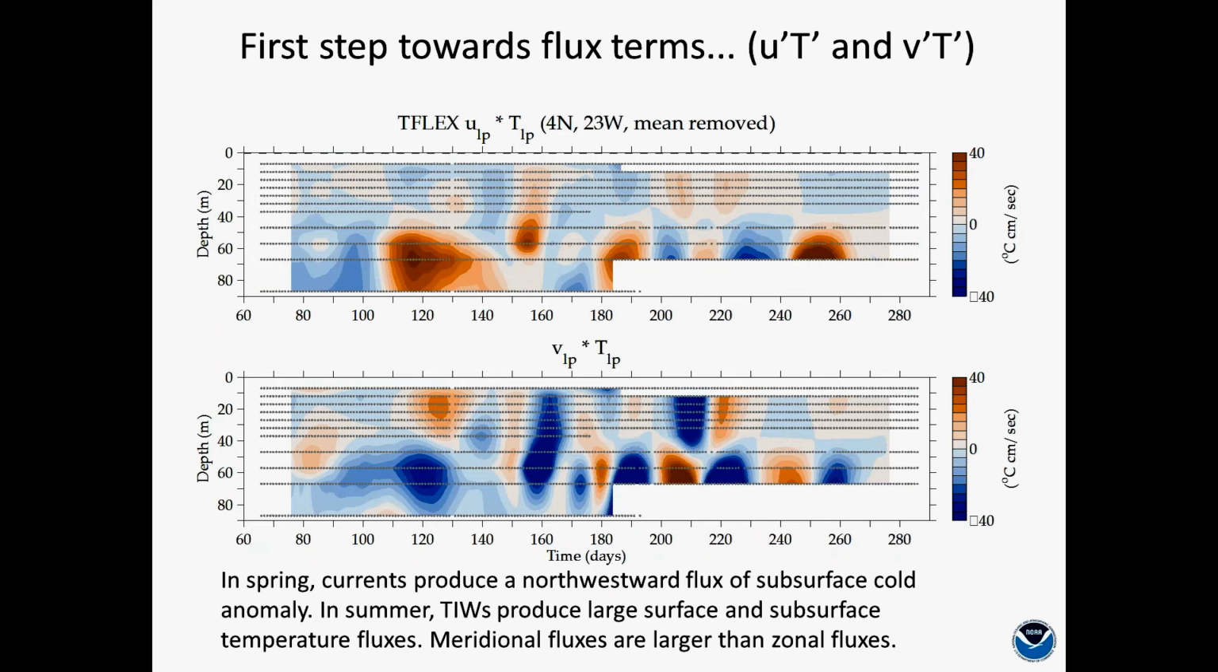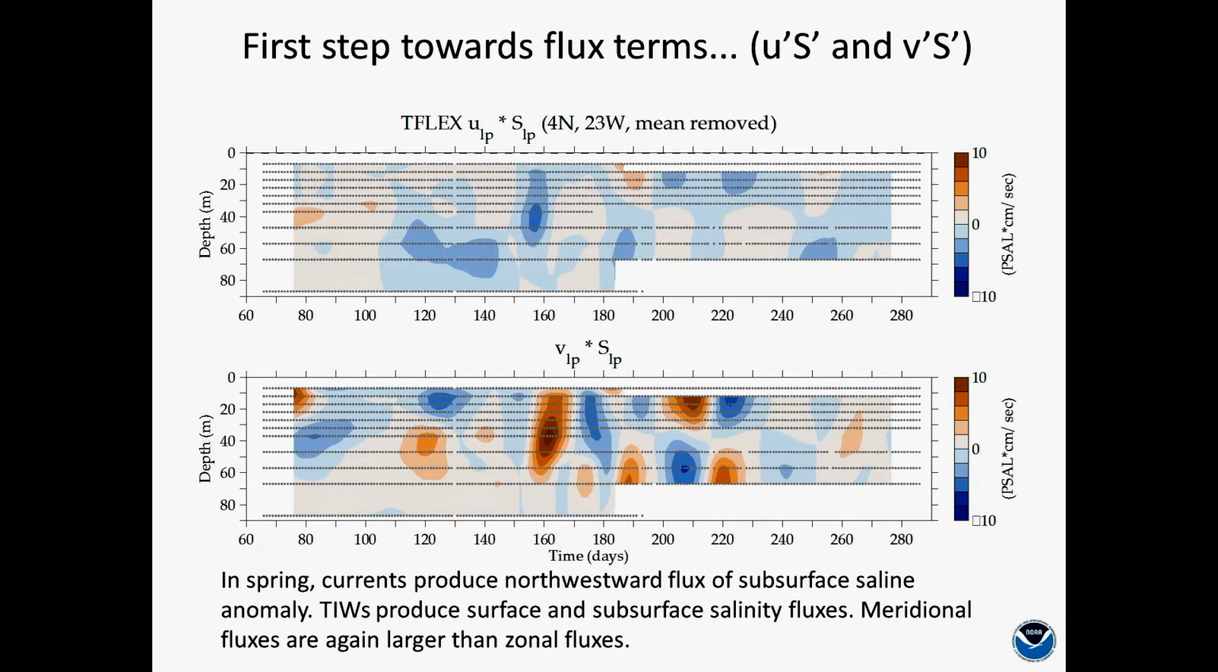I just want to show you that in spring, because of those currents, you have a strong northwestward flux of subsurface cold anomalies. And in the summer, you have tropical instability waves that are fluxing temperatures. And those meridional fluxes are large. There's compensation between the north-south component and the east-west component, but the north-south component is dominating in terms of the moving around of those temperature anomalies.